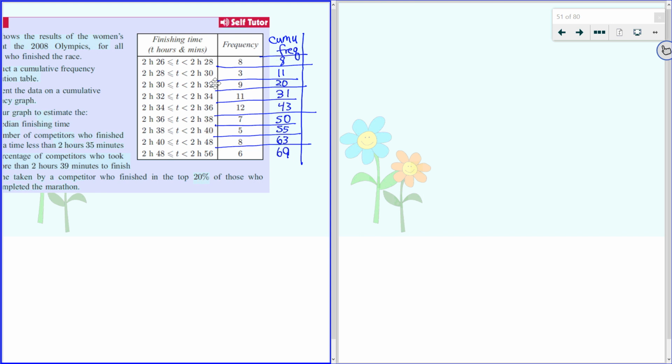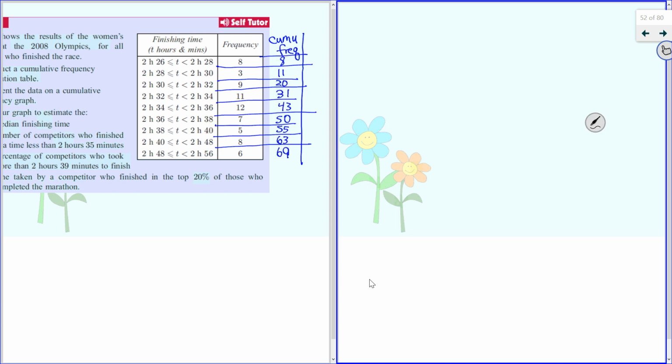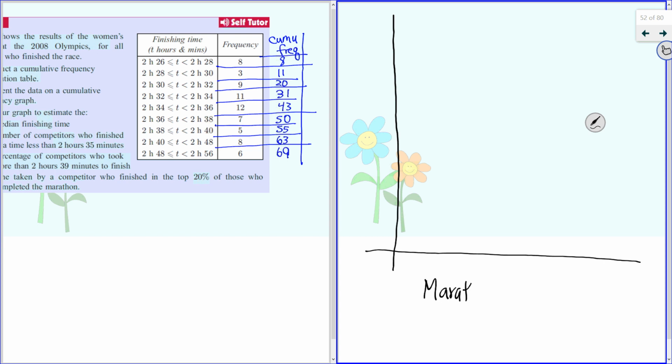All right, let's create a cumulative frequency graph. Okay, and I'm out of graph paper, so I apologize. You might just want to grab a piece of loose leaf. So I'll do it freehand to show it can be done. So what are we going to write on the bottom? What are we studying? So marathon times. 2008 Olympics. Women's.